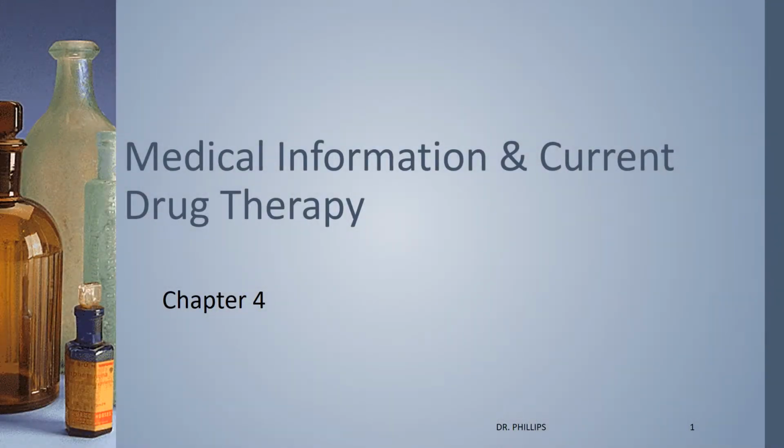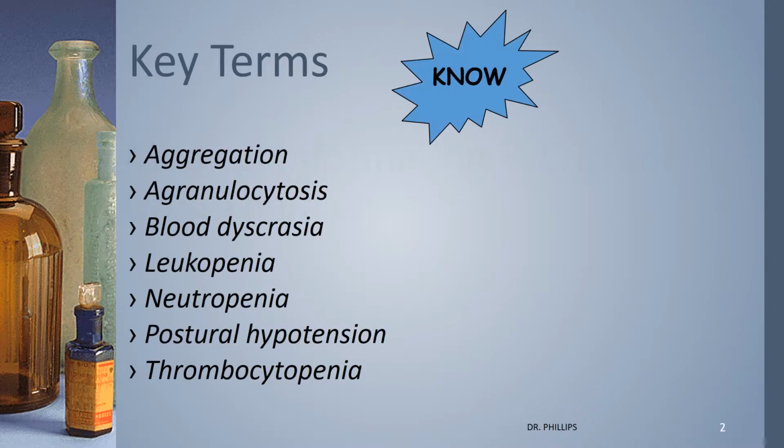Medical Information and Current Drug Therapy, Chapter 4. Here are the key terms for Chapter 4. We have aggregation, agranulocytosis, blood dyscrasia, leukopenia, neutropenia, postural hypotension, and thrombocytopenia.